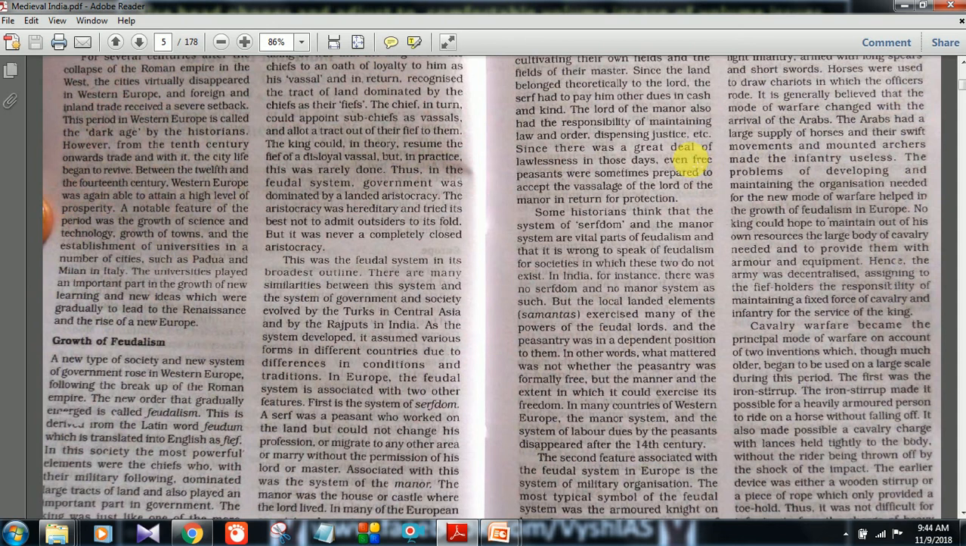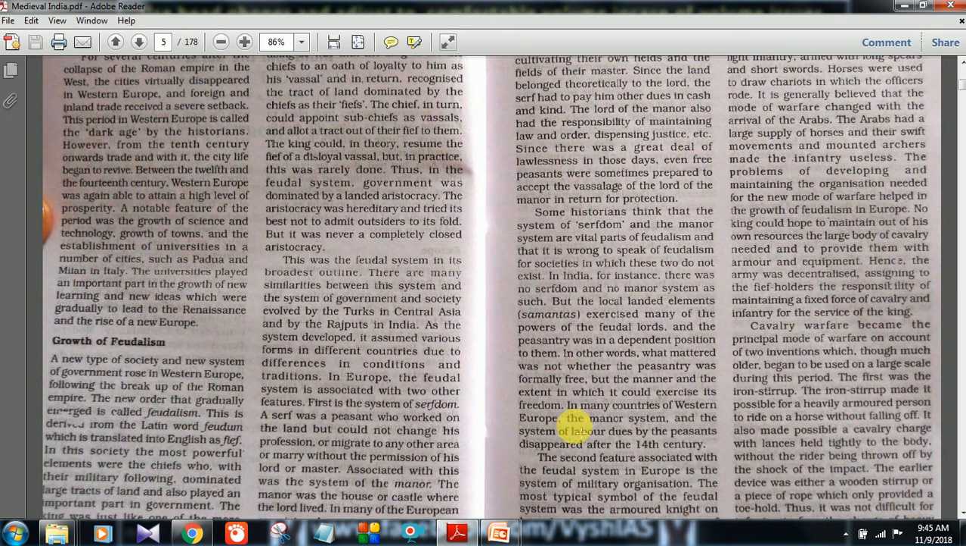Okay, serfdom. Some historians think that the system of serfdom and the manor system are vital parts of feudalism, and that it is wrong to speak of feudalism for societies in which these two do not exist. In India, for instance, there was no serfdom and no manor system as such, but the local landed elements, the samantas and all, as I have taught you many times, exercised many of the powers of the feudal lords, and the peasantry was in a dependent position to them. In other words, what mattered was not whether the peasantry was formally free, but the manner and extent in which it could exercise its freedom. So it's all about that freedom concept which they are explaining.